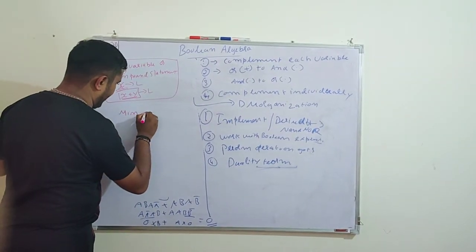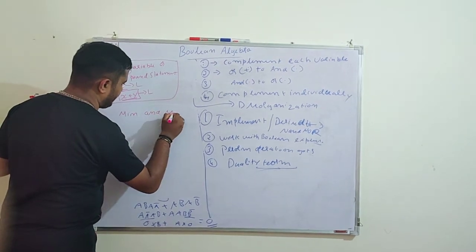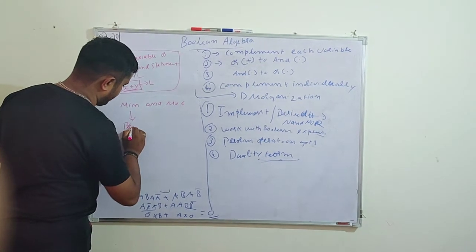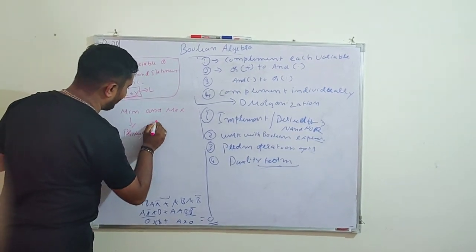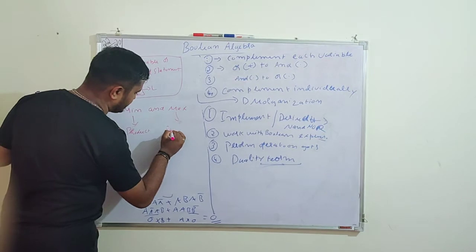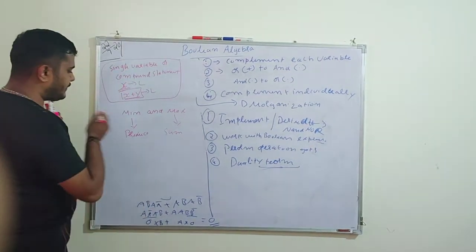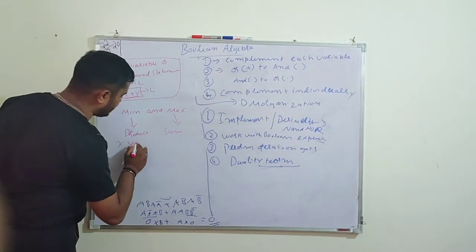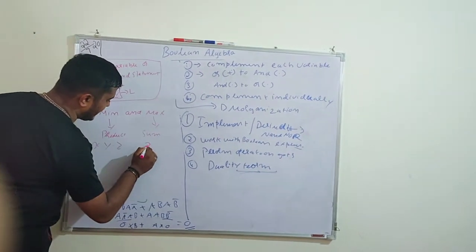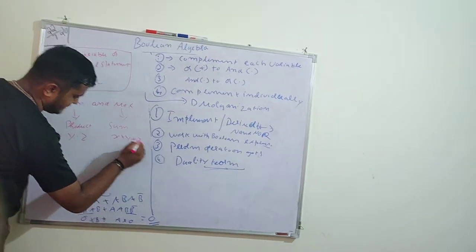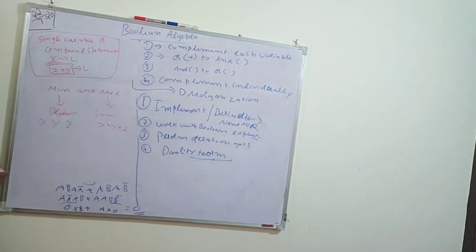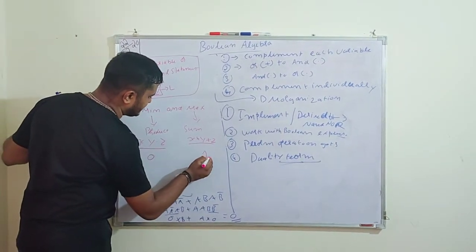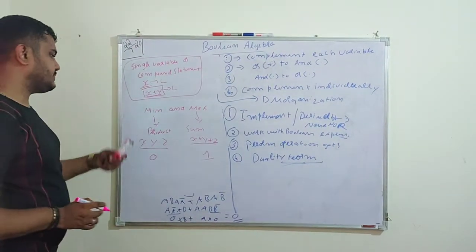One is min term and the other one is max term. A min term is always called a product of Boolean expression. A max term is called a sum of the Boolean expression. When I say min term, it looks like x into y into z, but a max term looks like x plus y plus z. For a min term, the value will represent 0. For a max term, the value will represent 1. Clear? So this is min term and max term.